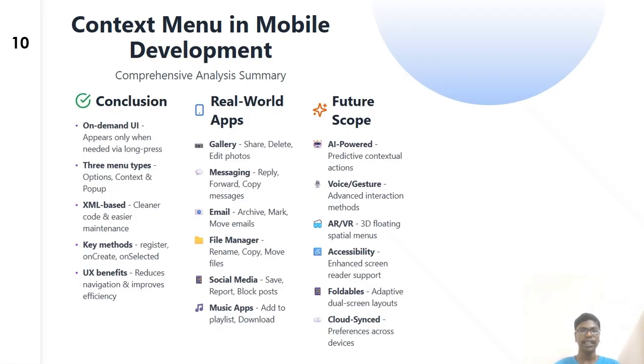The future is exciting. AI-powered predictive menus, voice and gesture controls, AR/VR spatial interfaces, enhanced accessibility, foldable device optimization, and cloud synced personalization. Context menus make mobile interactions smarter, faster, and more intuitive.